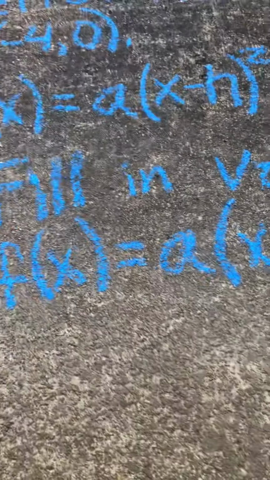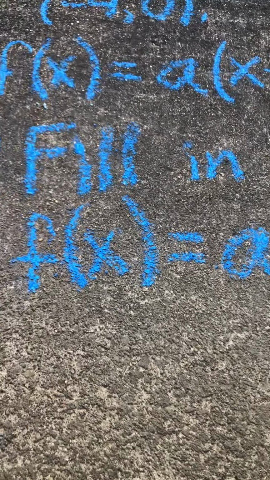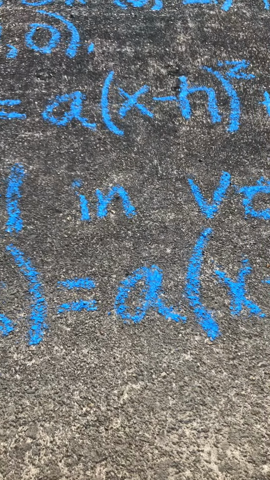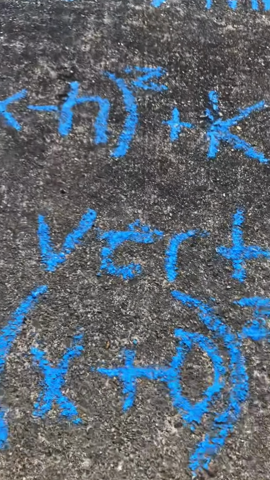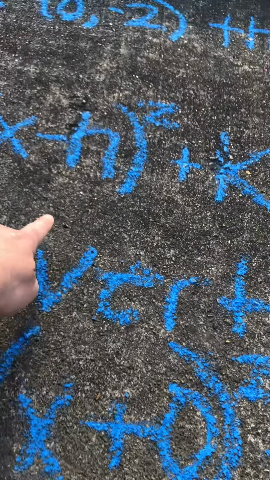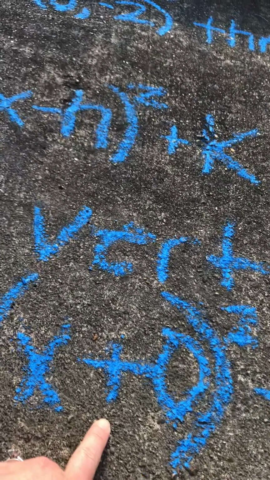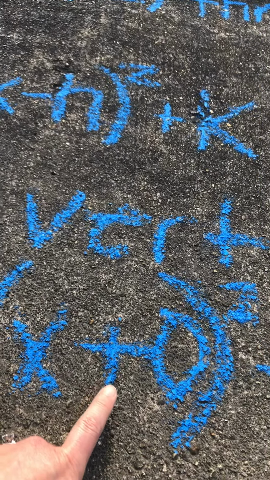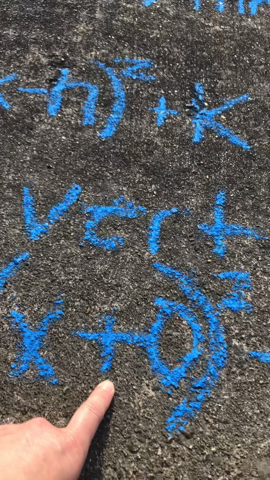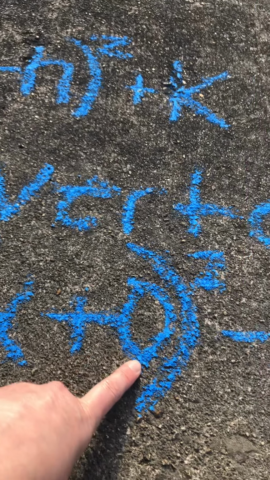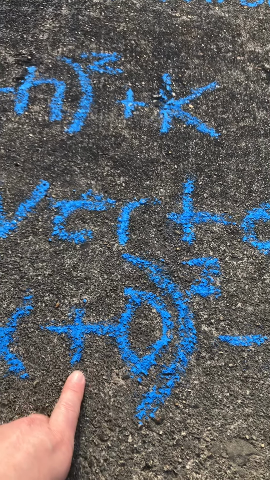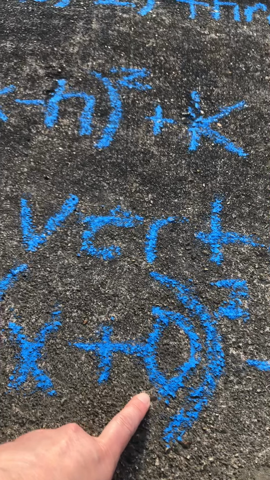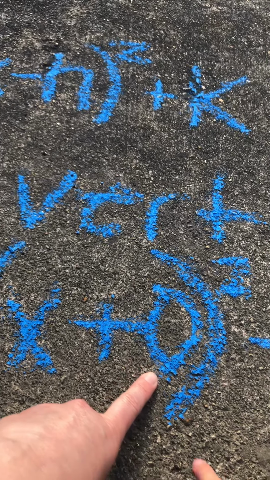I want you to start writing vertex form, but then you're going to fill in the vertex. So f(x) = a(x, and you know that this is supposed to be minus h right here, right? But remember that the x value of the vertex, you need to plug in with the opposite sign, okay? And I know this is a 0, but just bear with me. I want y'all to understand where these numbers are coming from, okay? So this was minus h right here, so I put in plus 0, okay?